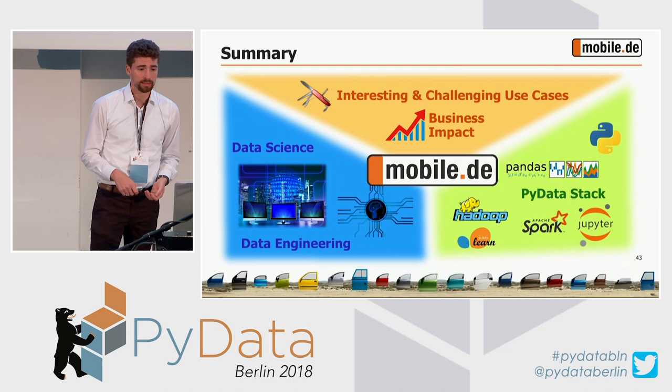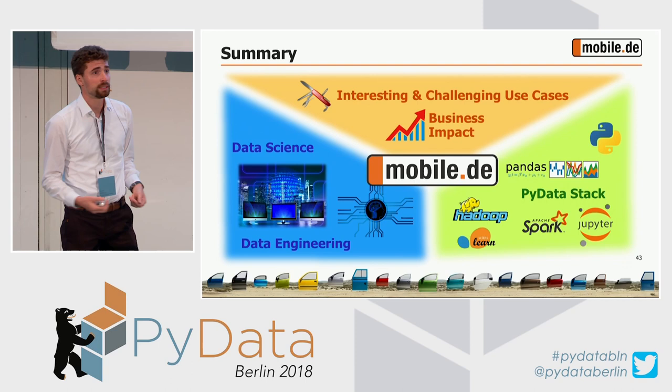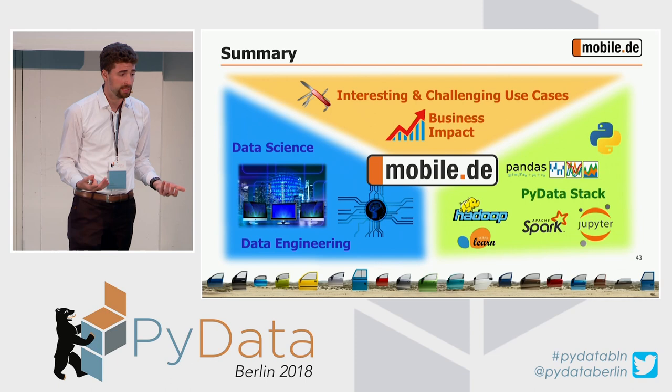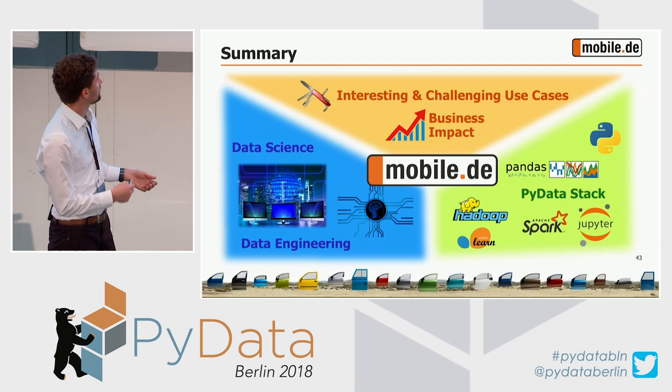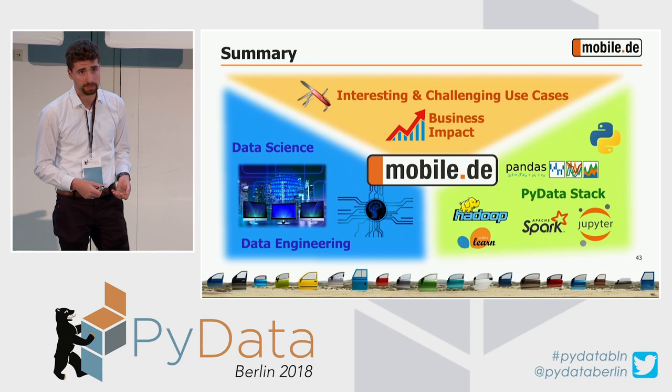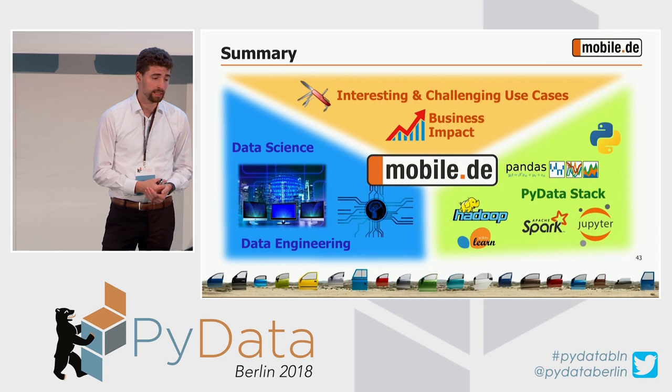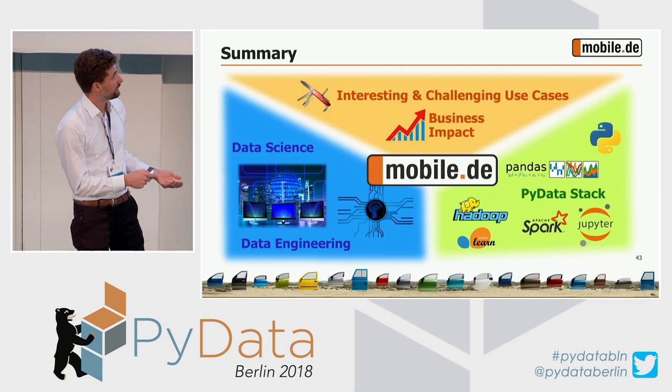To summarize, we have seen that at eBay there are many interesting, challenging use cases that all have a high impact. It's a really data-driven company. We've heard a lot about the data science parts, what kind of models we use, and also some data engineering aspects. On the technical side, we use the PyData stack. We're really keen on Python, especially combined with Hadoop and Spark.